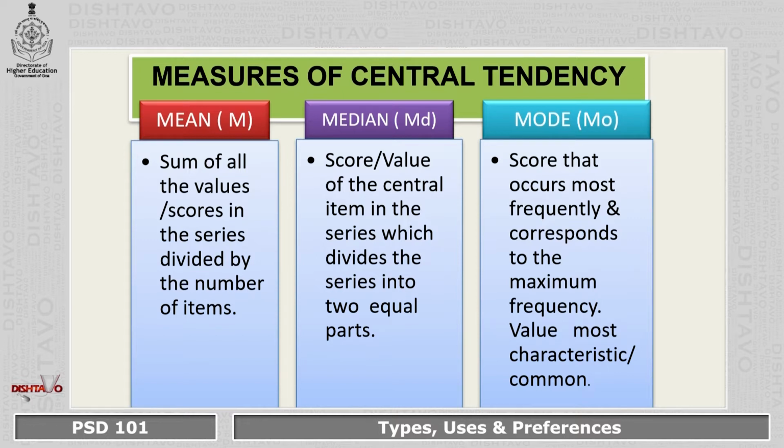There are 3 kinds of measures of central tendency. One is the mean, second is the median, and the third is the mode. Now, what is the mean? Mean is also called the arithmetic mean. It is also called the average. And how is it defined? Mean is defined as the sum of all the values or scores in the series divided by the number of items.